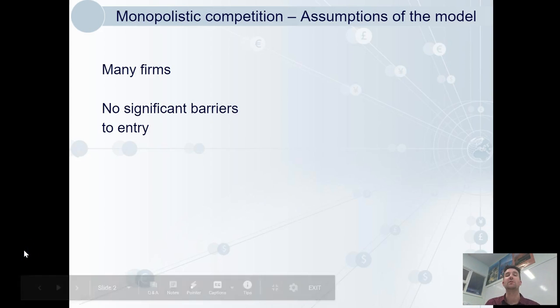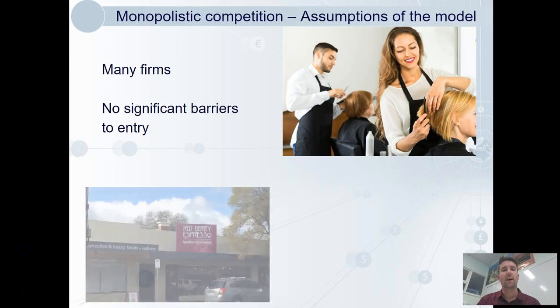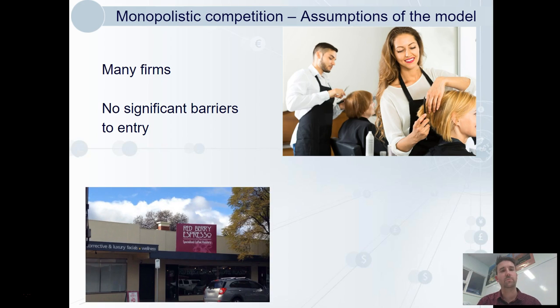Okay, the first assumption of monopolistic competition is that there are many firms. So think of businesses like hairdressers, cafes, and clothes stores. There's so many of them. One of the reasons for there being so many firms is one of our other assumptions, that there are low barriers to entry, or no significant barriers to entry.